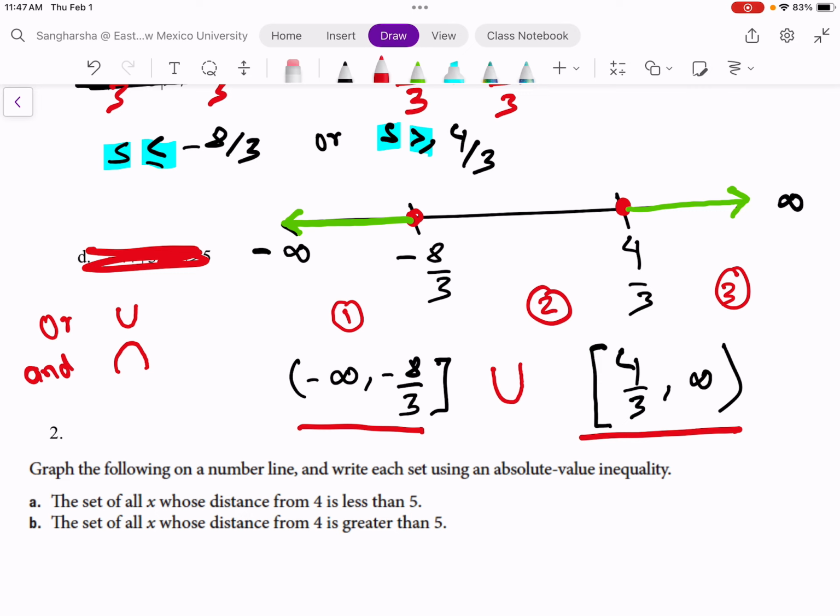So our solution is this first interval or the second interval. So this is our final solution. So if we have a number, any number in the first interval or second interval, then these are the solutions for this inequality.